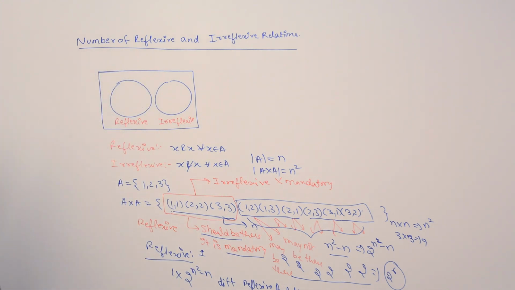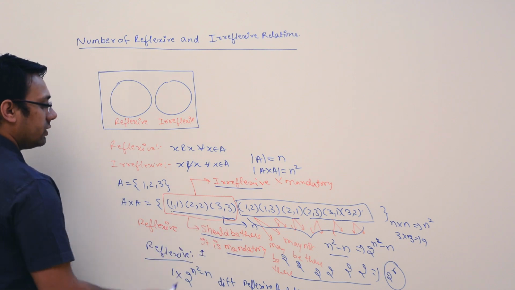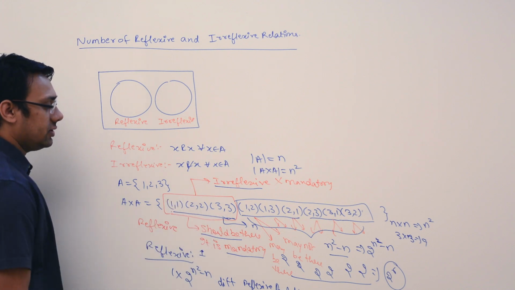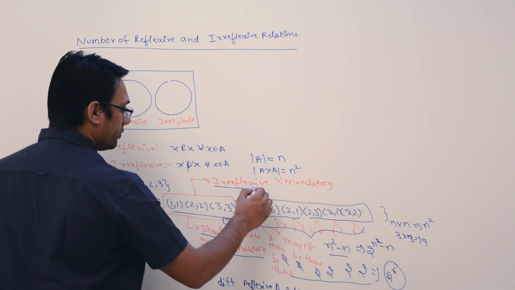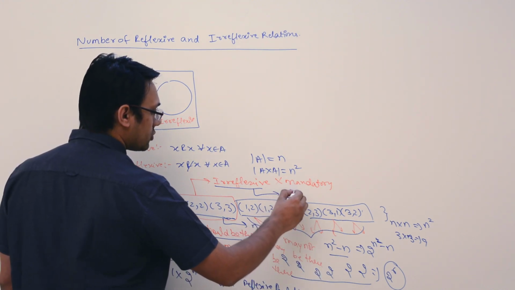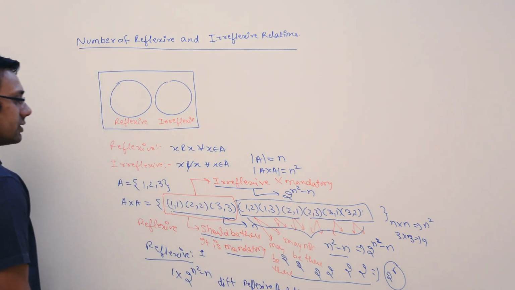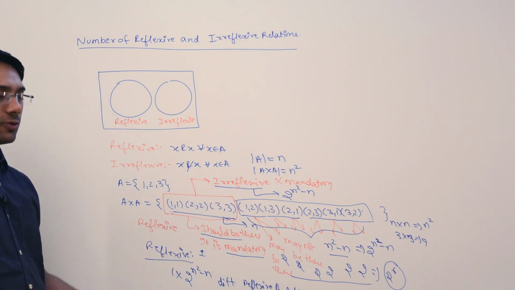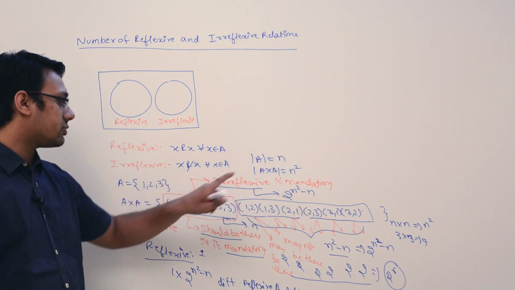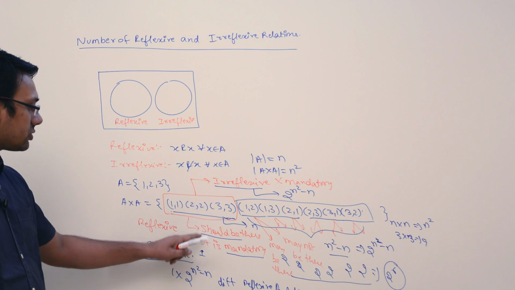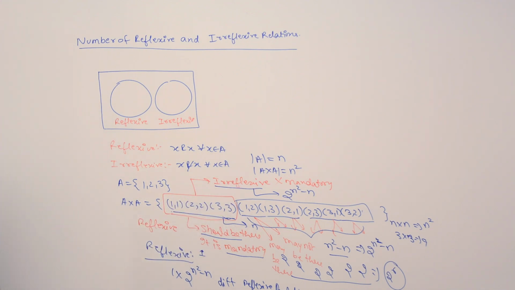In the same way, if you look at the irreflexive relation, for the diagonal elements we have only one choice, that they should not be there. For the other elements we have a choice. So the total number of irreflexive relations will also be 2 raised to power n square minus n, because only for these elements we have a choice, and for the diagonal elements we don't have any choice. In case of irreflexive it is mandatory that they should not be there. In case of reflexive relation it is mandatory that they should be there. So these are the number of reflexive and irreflexive relations.